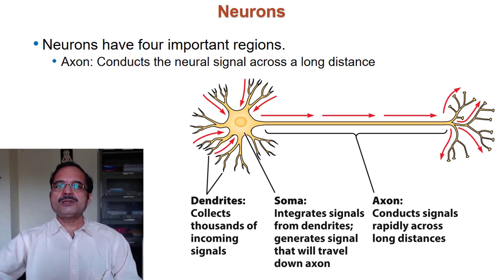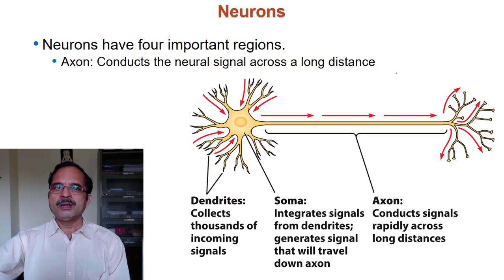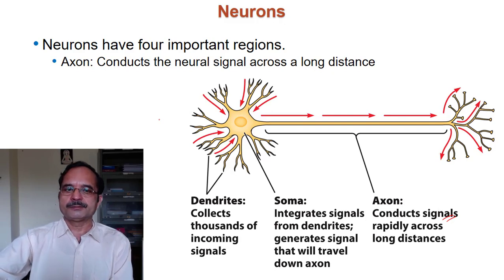Axons conduct neuron signals across long distance. So this is the axon, it is a nerve fiber starting from one neuron, and it may be connected to the nearby neuron. So the axon is actually conducting the signals from one neuron to the other neuron.